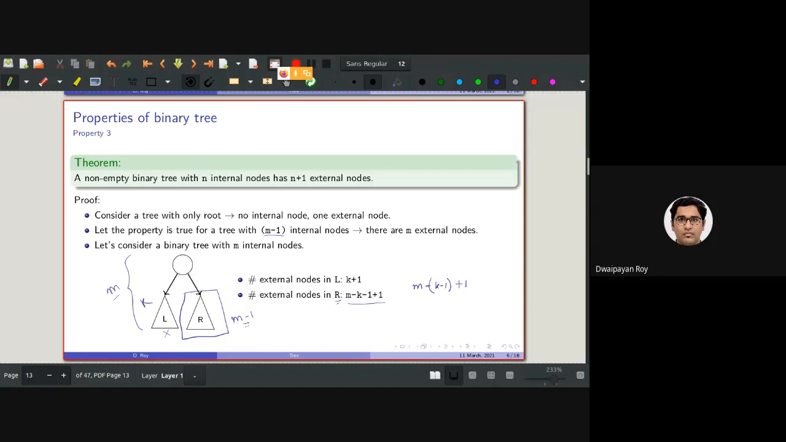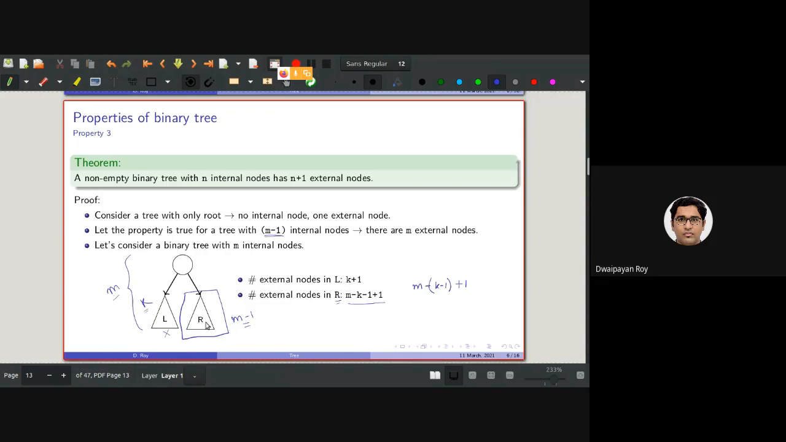So the right subtree will contain at most m-1 internal nodes, similar to the left subtree, which will again contain at most m-1 internal nodes. We have already assumed that the property is true for up to m-1 internal nodes by induction. Now I assume that the left subtree contains k internal nodes. Altogether there are m internal nodes.